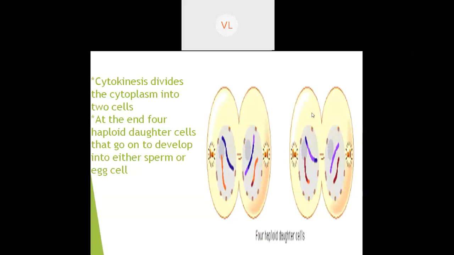After telophase 1, what happens? Cytokinesis. In this cytokinesis, what happens? Here, the cytokinesis divides the cytoplasm into two cells. Means now two cells will be formed. This is not the end. After cytokinesis, again prophase 2 will occur. I have discussed prophase 1 with you, right? So after cytokinesis, again prophase 2 will occur. Now let's see what happens in prophase 2.